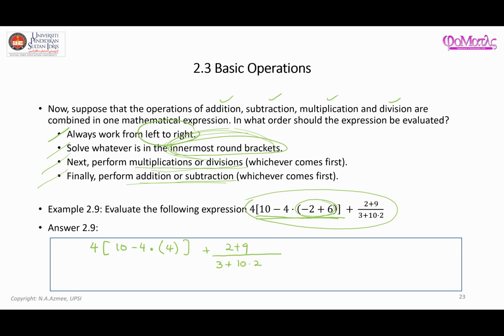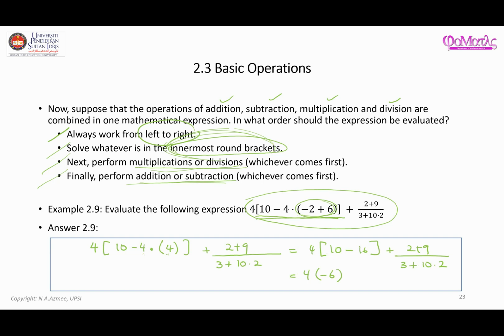So next we're going to have this thing. We can see that this is already solved. So when you work from this to this one, you know that we need to do 4, 10 minus, so we can solve this one, 4 times 4, which is 16, plus 2 plus 9 over here, 3 plus 10 times 2. So next we're going to solve this bracket. So we have 4, 10 minus 16 is negative 6.